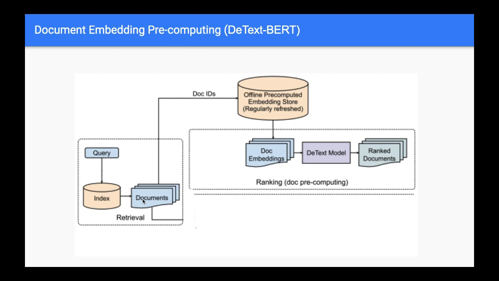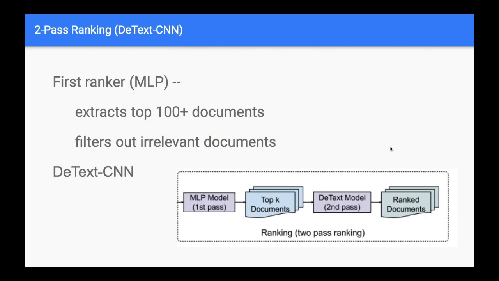And after you have the document candidates, you use the document ID to retrieve the corresponding document embeddings. So you have those document embeddings for those document candidates. Then you perform the ranking part, basically you use the DeText model, just like what I mentioned previously. Then you rank the model. Yeah, this is how it works.